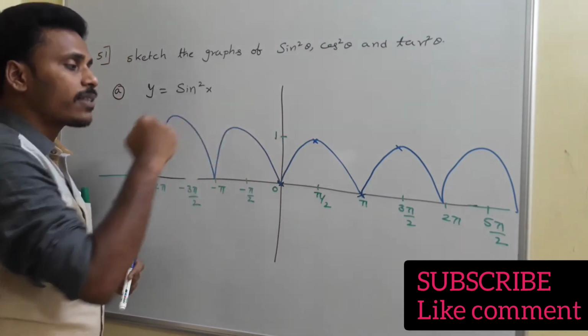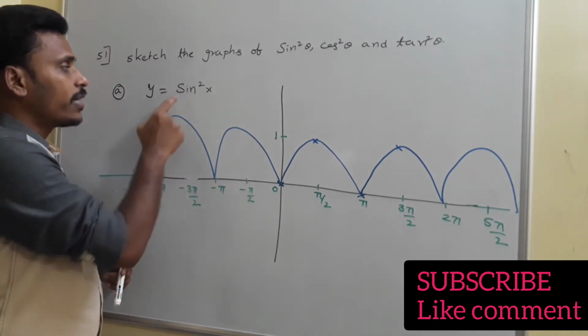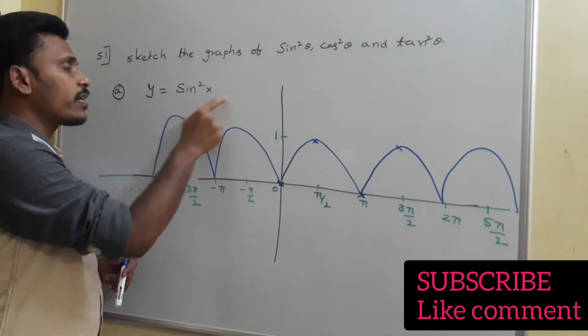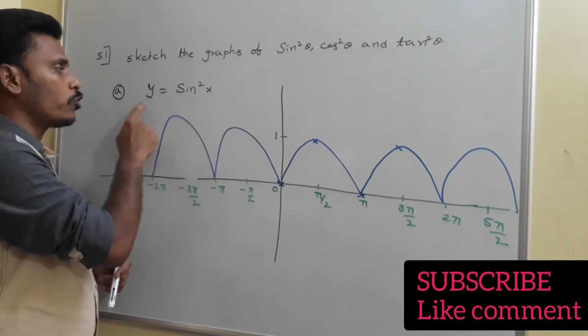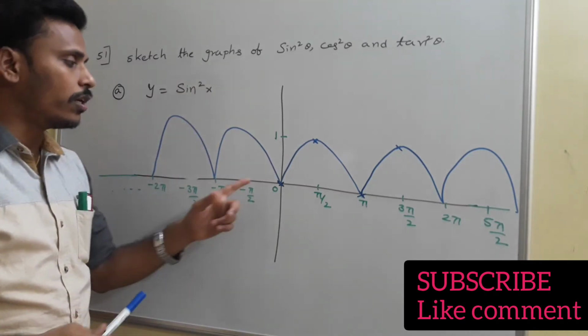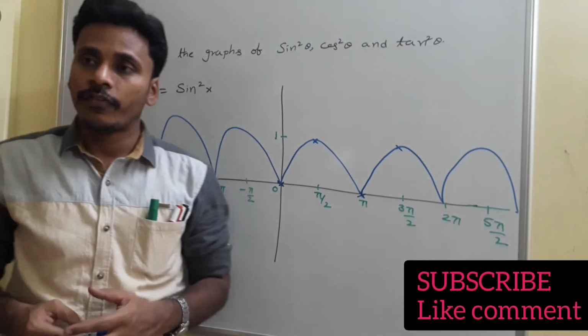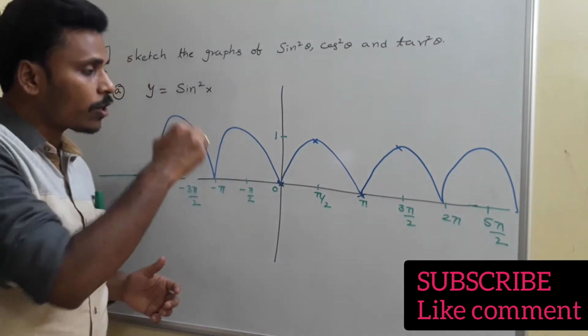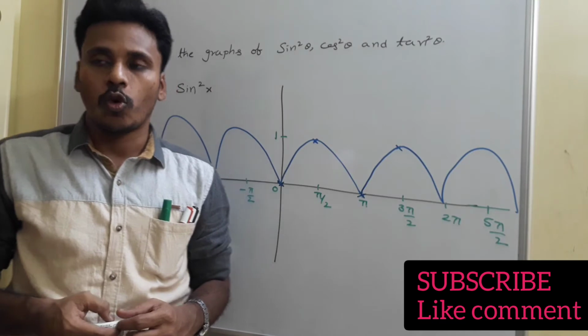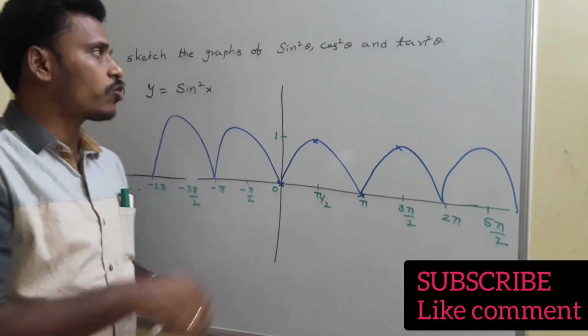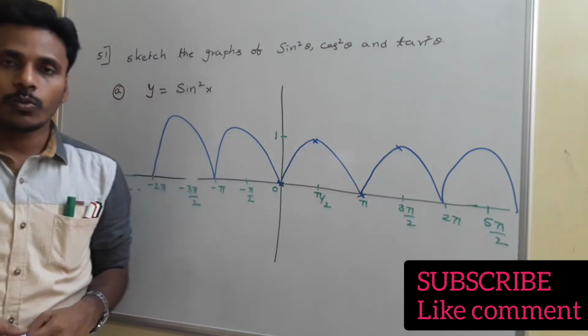Why does it lie only above the x-axis? Because sin square x is y, and since the square of a number is always positive, y is always positive here. Y positive means above the x-axis. So the graph always lies above the x-axis only. And this is the sketch of y equals sin square x.